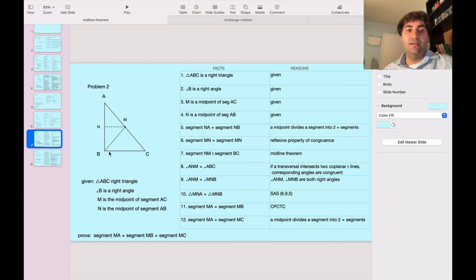Because they're corresponding angles, the measure of this angle is going to be 90 degrees, right? So it's a right angle. So angle ANM is congruent to angle MNB because they're both right angles and all right angles are congruent.